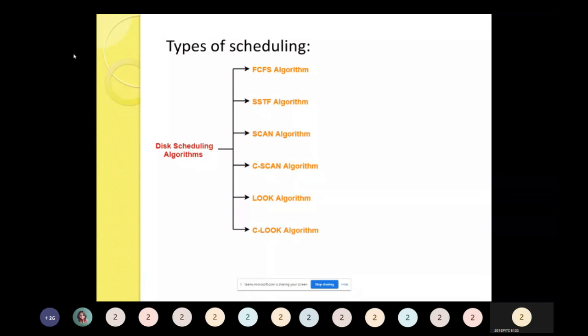The basic one is FCFS, first come first serve. The file which arrives first will be executed first. Then SSTF, shortest seek time first, where the request having the least seek distance is accessed first. Then, what is SCAN?